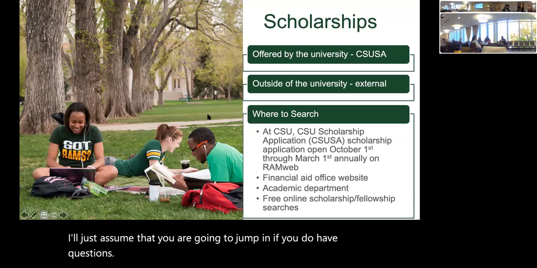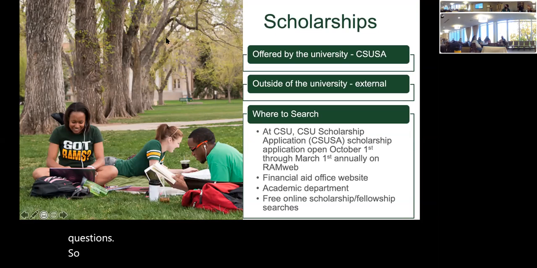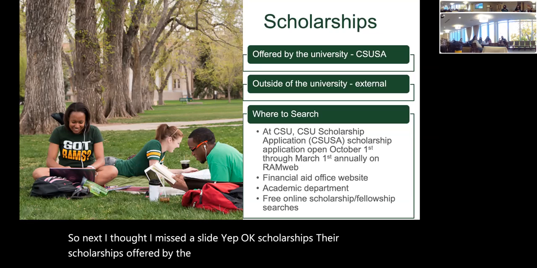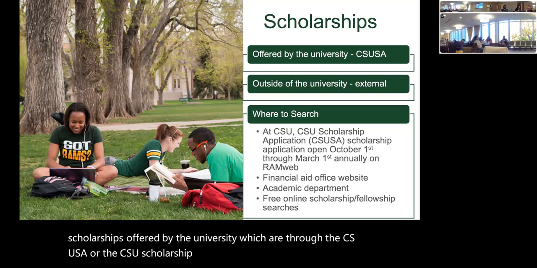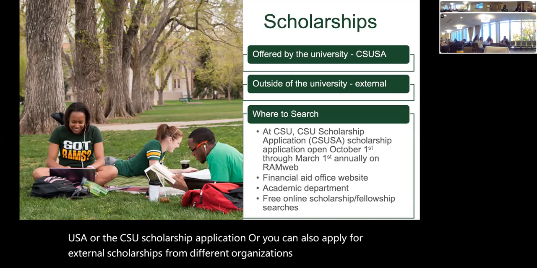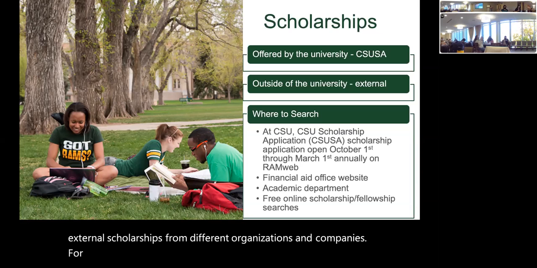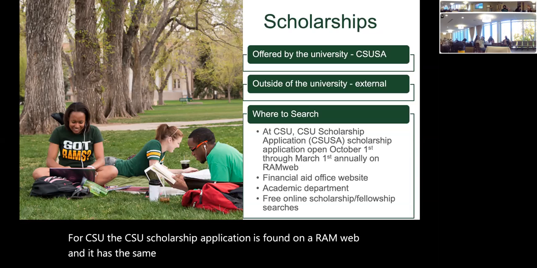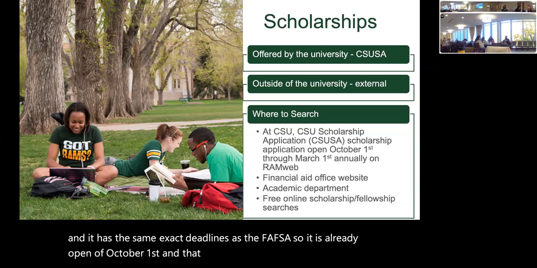Okay, so next, I feel like I missed a slide. Yep. Okay, scholarships. There's scholarships offered by the university, which are through the CSU Scholarship application, or you can also apply for external scholarships from different organizations and companies. For CSU, the CSU Scholarship application is found on RamWeb, and it has the same exact deadlines as the FAFSA. So it is already open as of October 1st, and that one is a hard deadline of March 1st.